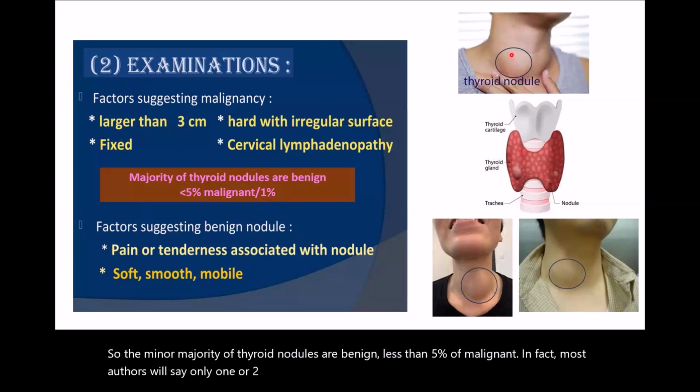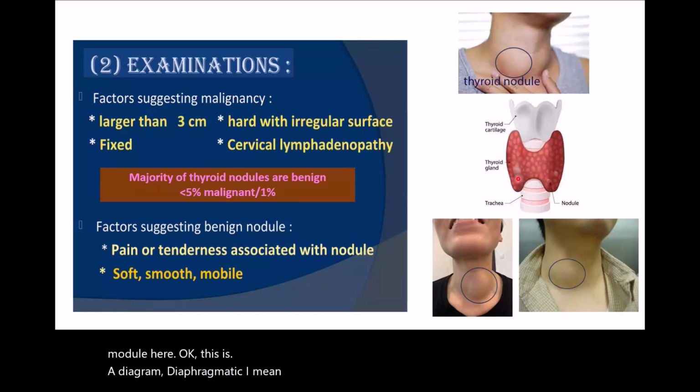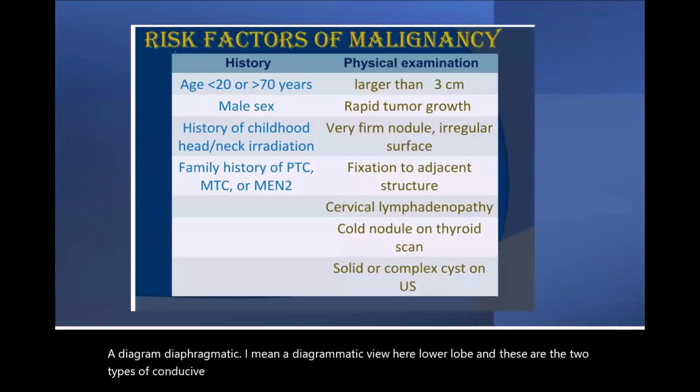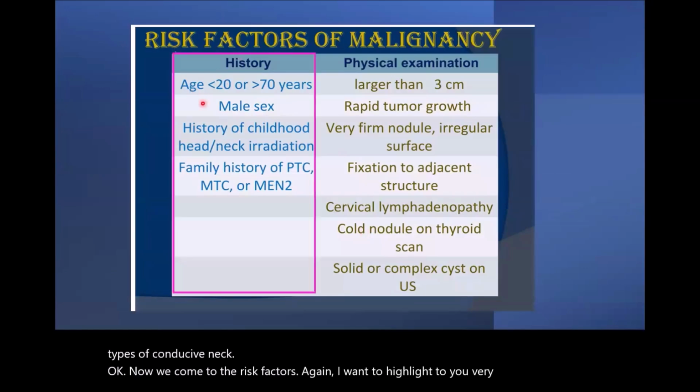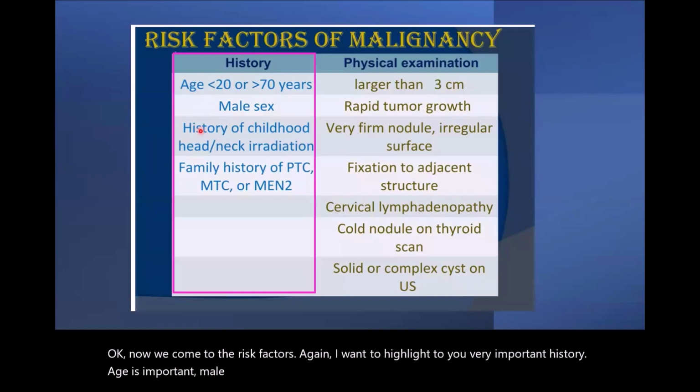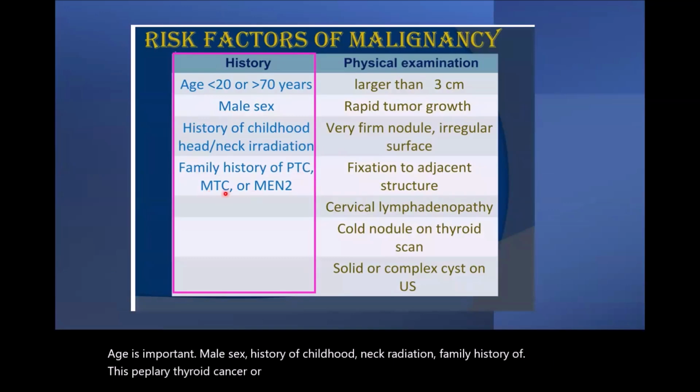Here again, another picture to show you a thyroid nodule here. Okay, this is a diagrammatic view here, lower lobe, and these are the 2 types of nodules in the neck. Okay, now we come to the risk factors again. I want to highlight to you, very important. In the history: age is important, male sex, history of childhood neck radiation, family history of papillary thyroid carcinoma, medullary carcinoma or MEN2, multiple endocrine neoplasia 2. These are what you have to get in the history.